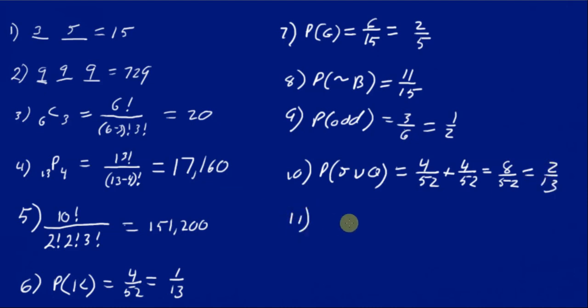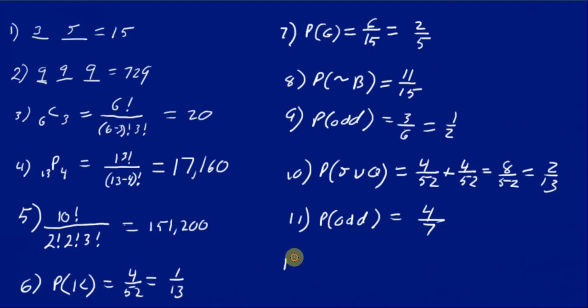Number 11. Landing on an odd number after spinning a spinner with 7 equal sectors numbered 1 through 7. So again, I want the probability of an odd number. There are 4 odd numbers between 1 and 7. And there are only 7 choices, and that's all there is to that one.